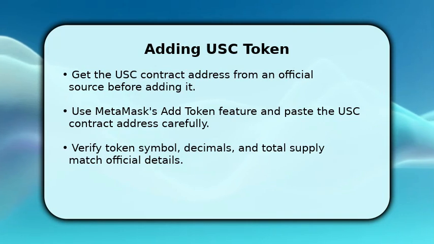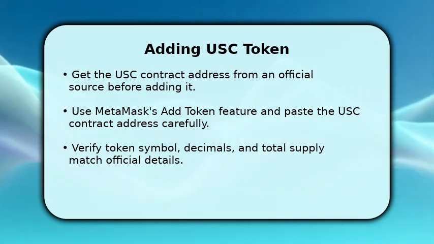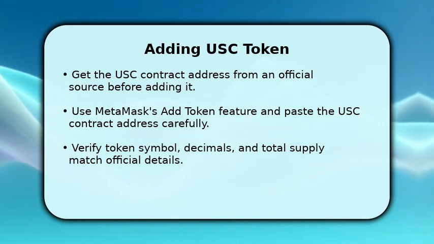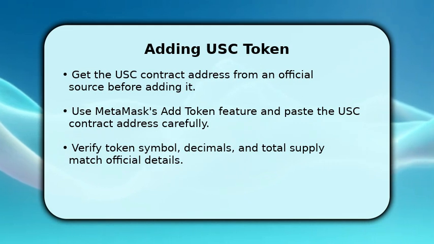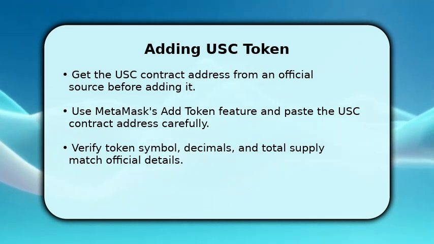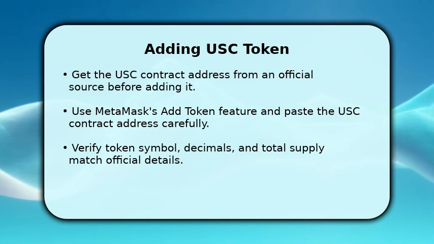To add USC, open MetaMask, choose Add Token, and paste the official USC contract address into the custom token field. Double-check the token symbol and decimals to avoid scams. Once MetaMask recognizes USC, click Add Token and review your token list to confirm visibility.